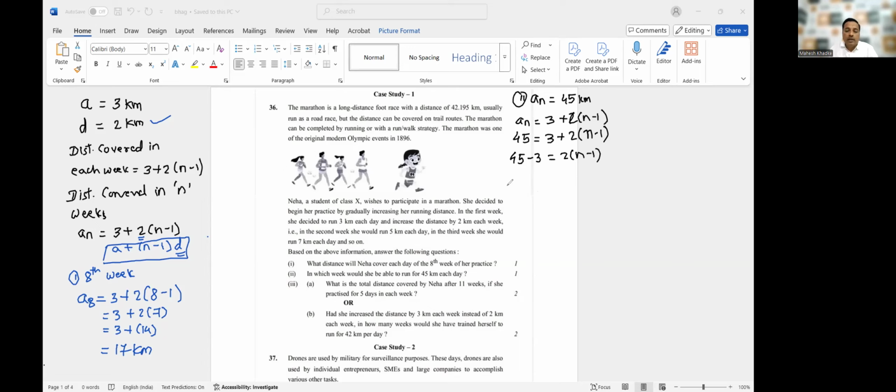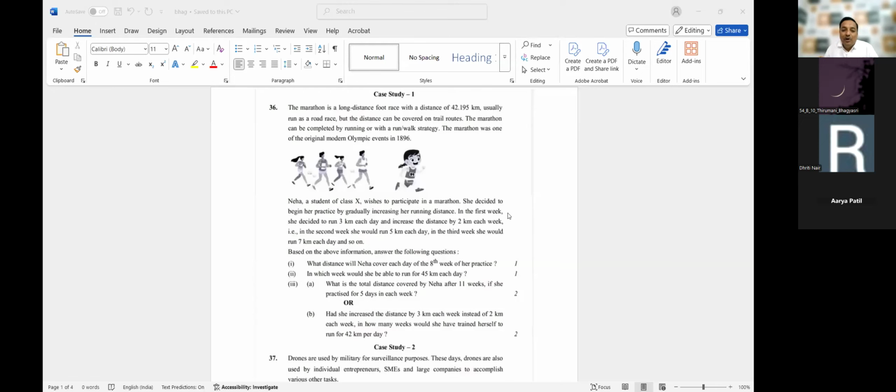45 minus 3 becomes 42. 2 goes downside. n - 1. 21 is equal to n minus 1, here the equal to sign is there. Because of internet connectivity, everything vanished now. Now the screen is visible.